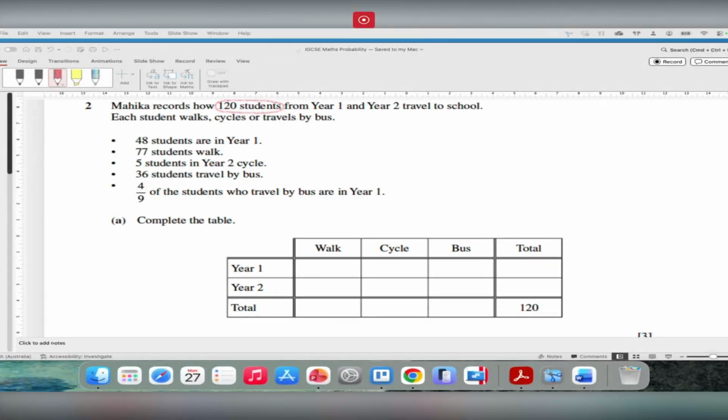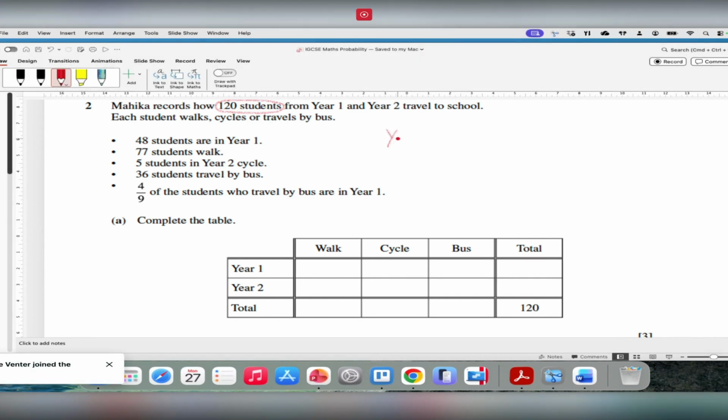Okay, so we know that we have 120 students in year 1 and 2. So we have 120 students in total, right? We know that the amount of year 1 students, and I'm just going to write this down, is 48. How do we know this? It's given. So that means the amount of year 2 students will be 120 minus 48, and that gives us 72, right? So we have 48 students in year 1 and 72 students in year 2.